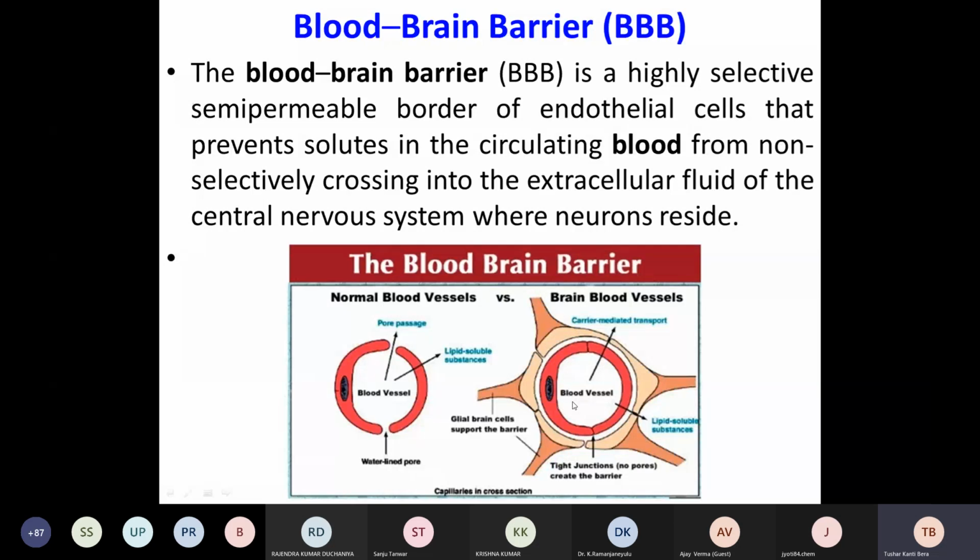So the material which is there inside the blood has to cross two barriers. One is the vessel pore, which is closed. Another one is this extra material. That type of protection is called the blood-brain barrier, and that is also very important for giving any medicine to the brain.